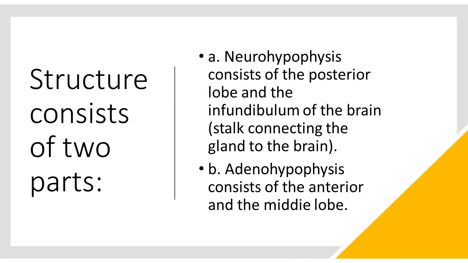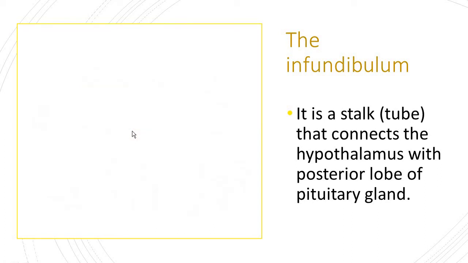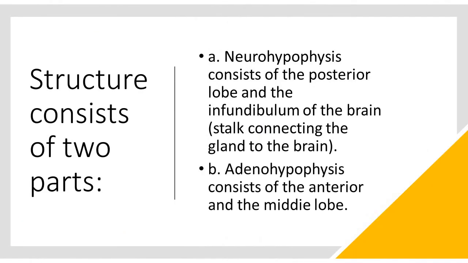The pituitary gland consists of two parts: the neurohypophysis, which is the posterior lobe and infundibulum of the brain, and the adenohypophysis, which is the anterior and middle lobe. Here, look, here we have the pituitary gland. Here is the infundibulum, the stalk, and here is the anterior and here is the posterior. So the anterior part is called what? Adenohypophysis, and the posterior is called neurohypophysis. Okay.